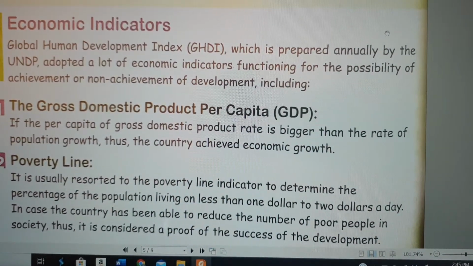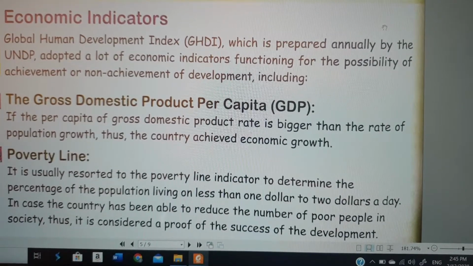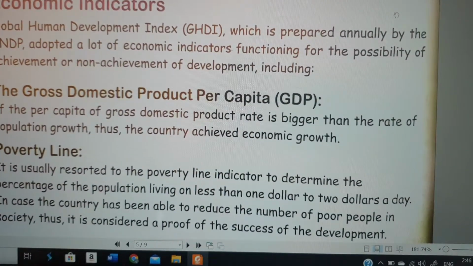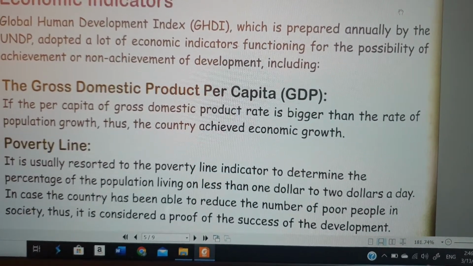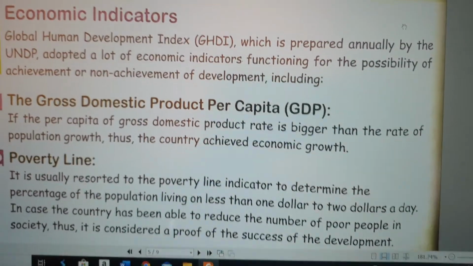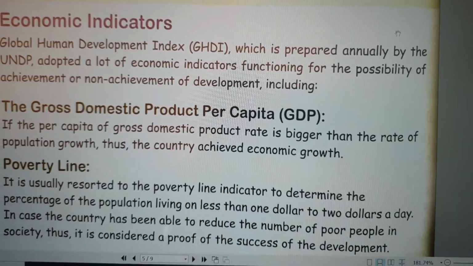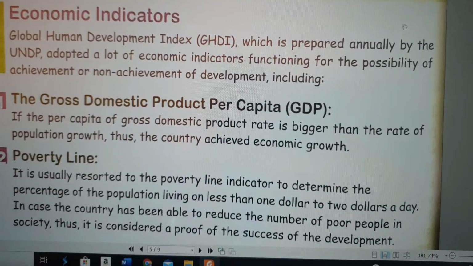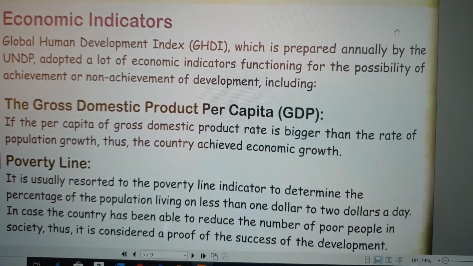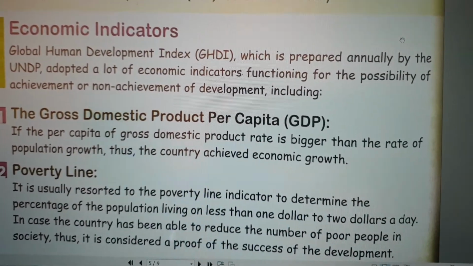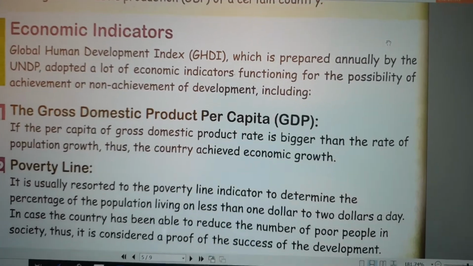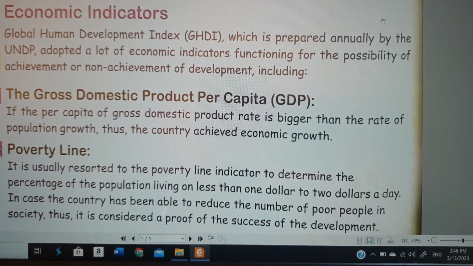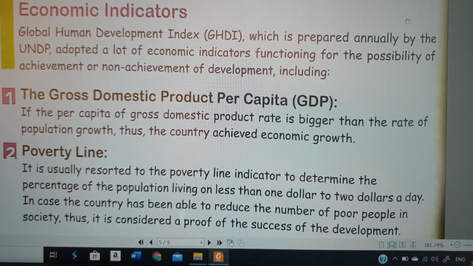The Global Human Development Report, which is prepared annually by the UNDP, adopted a lot of economic indicators to show the possibility of achievement or non-achievement of development. Of course, every year the organization UNDP adopts these indicators to show whether the economy of a country is moving forward or backward. This is what they mean by possibility of achievement or non-achievement of development.